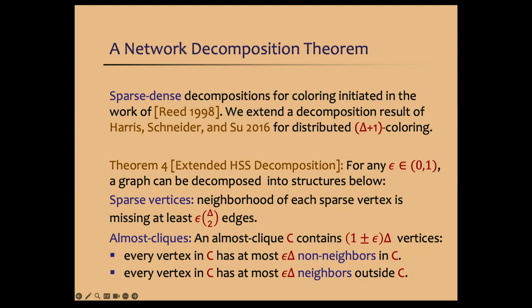Any graph can be decomposed into two kinds of structures. Sparse vertices, which are going to be vertices where the neighborhood will have Ω(Δ²) missing edges. Okay? So it's a different definition than the one I gave earlier, where I said the easy case was low degree vertices. But morally, the same strategy, the greedy strategy, would work even with these conditions.